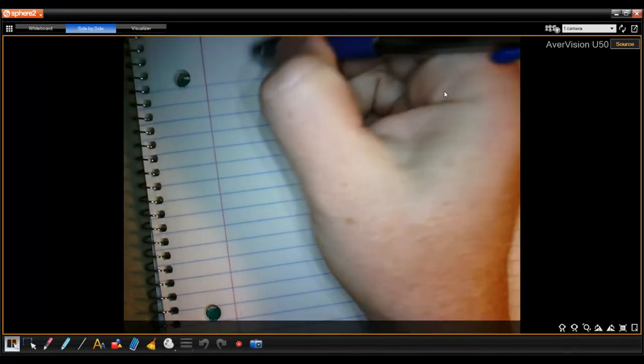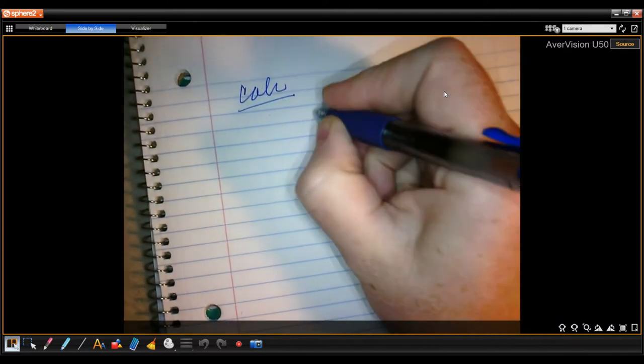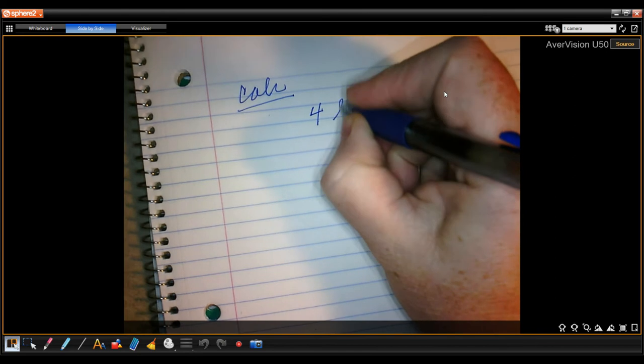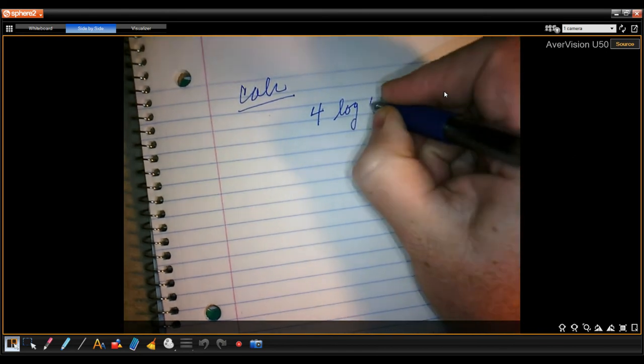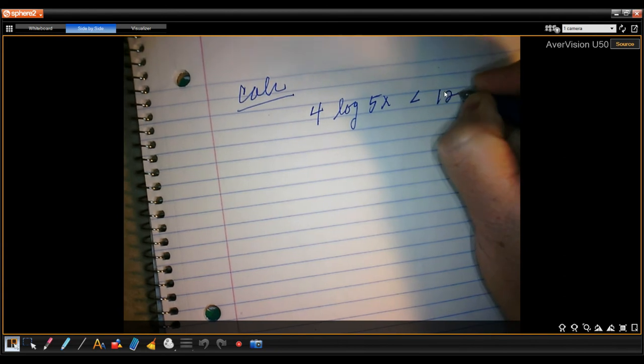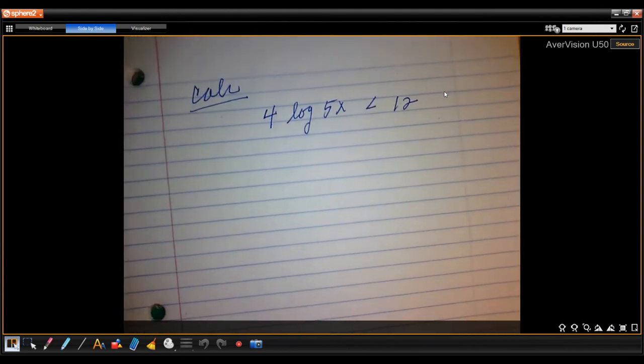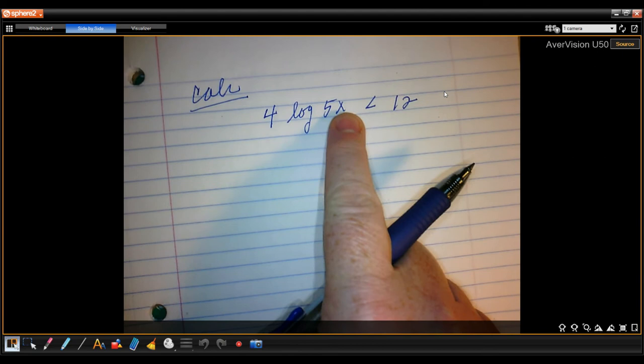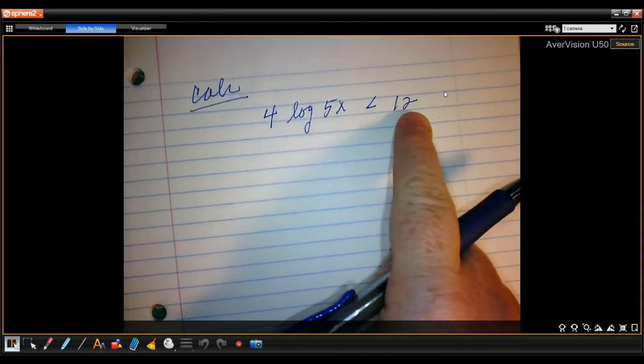So you use a calculator, so hopefully you have one handy. What do you have? Something like 4 log 5x is less than 12. I don't know, something like that. Okay, we want to know what value of x makes this log, all this, less than the value of 12.